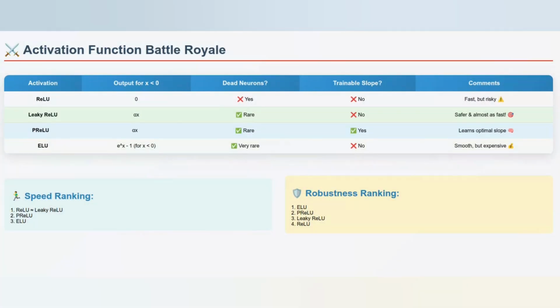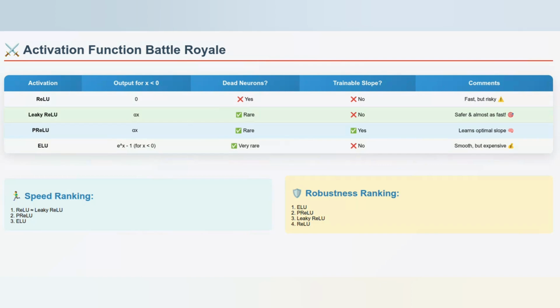Let's put Leaky ReLU in perspective by comparing it with other popular activation functions. Here's what we see. ReLU, fast and simple, but suffers from dead neurons. Leaky ReLU solves the dying problem while maintaining speed. PReLU learns optimal alpha, but adds parameters. ELU, smoother, but computationally expensive with that exponential.